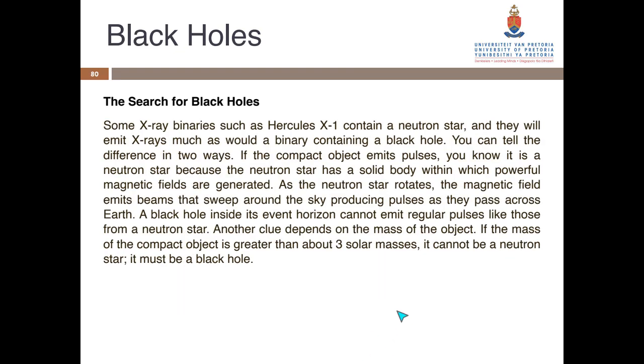So some X-ray binaries, such as Hercules X-1, contain a neutron star, and they will emit X-rays much as would a binary containing a black hole. And you can tell the difference in two ways. If the compact object emits pulses, you know there's a neutron star, because the neutron star has a solid body within which powerful magnetic fields are generated. And as the neutron star rotates, the magnetic field emits beams that sweep around the sky, producing pulses as they pass across Earth. A black hole inside its event horizon cannot emit regular pulses like those from a neutron star.